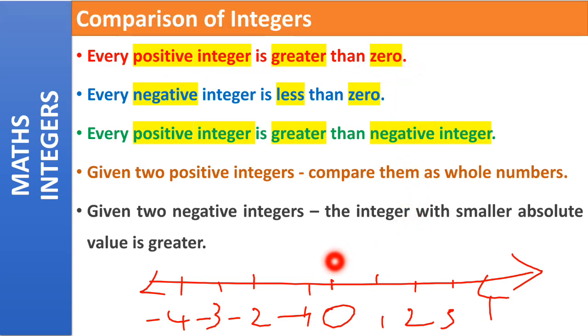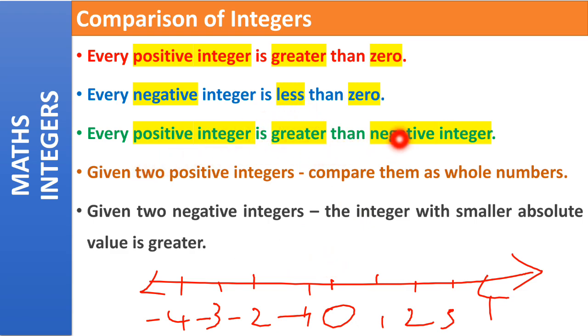Every positive integer is greater than 0. See, is 1 greater than 0? Yes. Is 2 greater than 0? Yes. Is 3 greater than 0? Yes. Every positive integer is always greater than 0. There is no possibility that a positive integer is less than 0. Every negative integer is less than 0. See, all the negative integers on the number line are less than 0. When I say minus 1, I am 1 less than 0. When I say minus 2, it means 2 less than 0. So always negative integers represent less than 0.